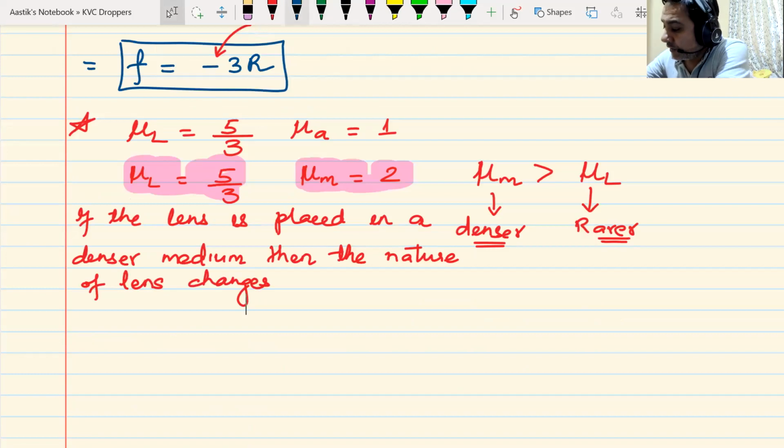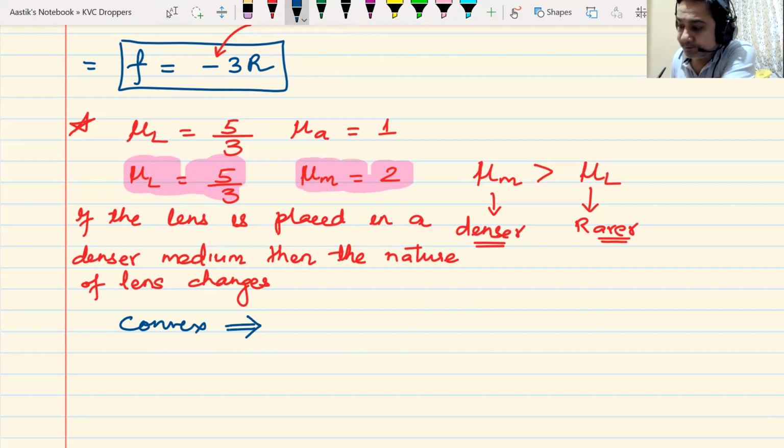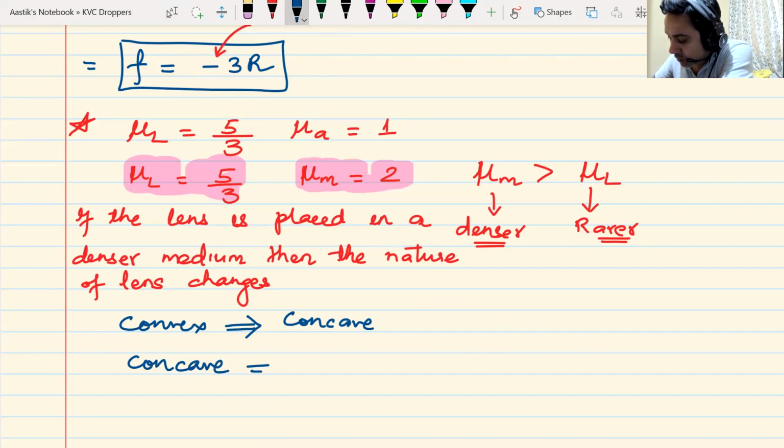If it is a convex lens in air, it will become what? A convex lens will become a concave lens. A concave lens will become a convex lens. Do we understand this?